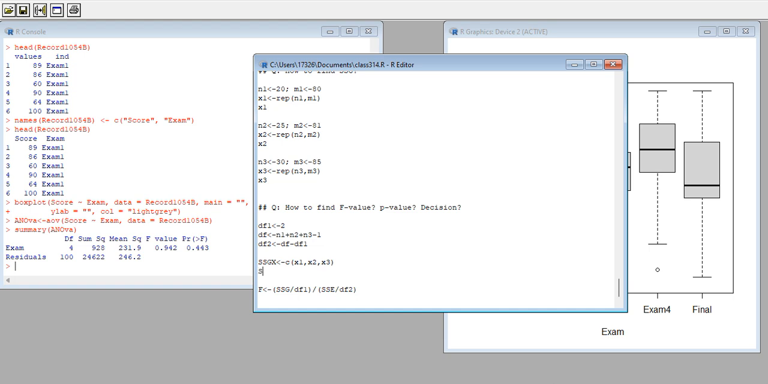So SSG is just the SST for those data. So we say SSG equals the sum of squares, right? So inside is x minus the mean of SSGX. Okay, so now let's see. So this is SSG.